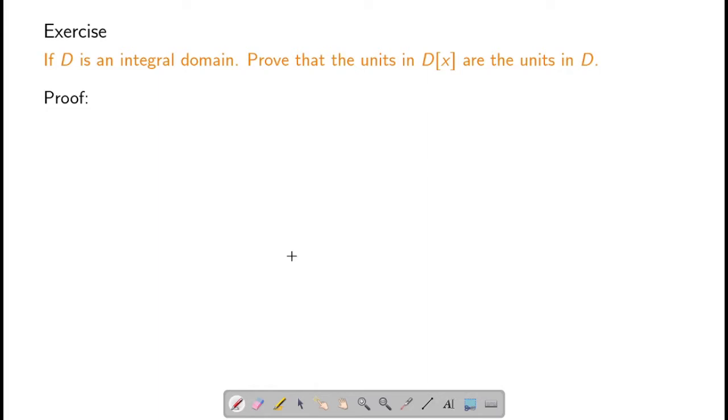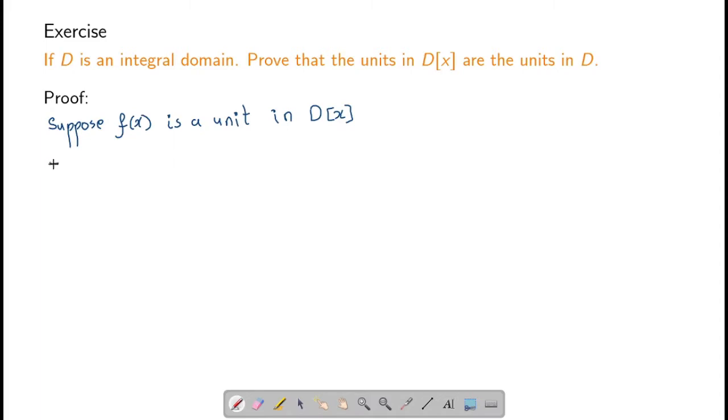First, let us show that the units of D[x] are basically the units in D. By this, what do I mean? That the units in D[x] are only those constant polynomials which correspond to units in D. So suppose f(x) is a unit in D[x].